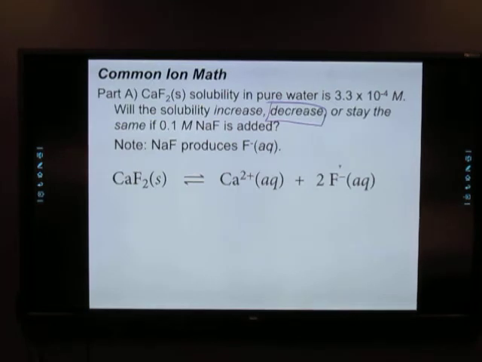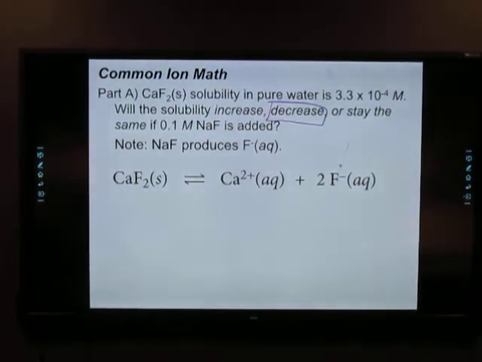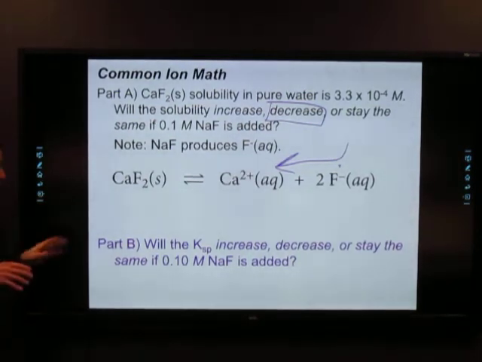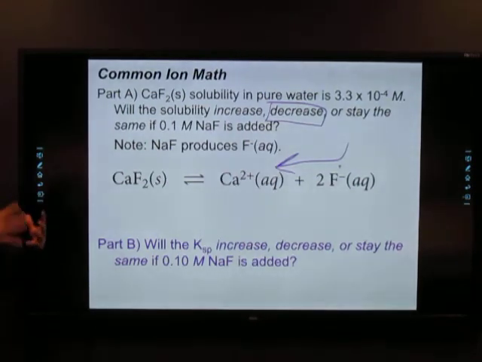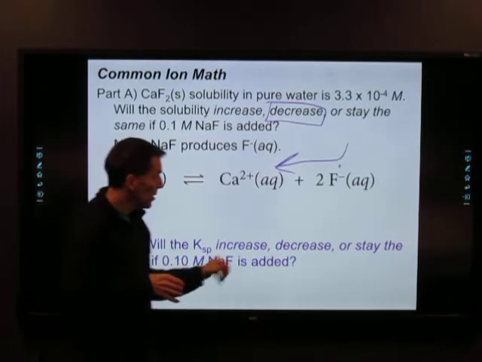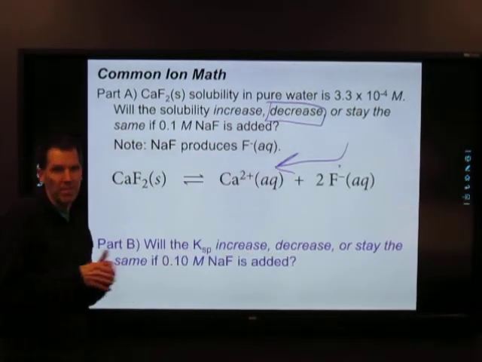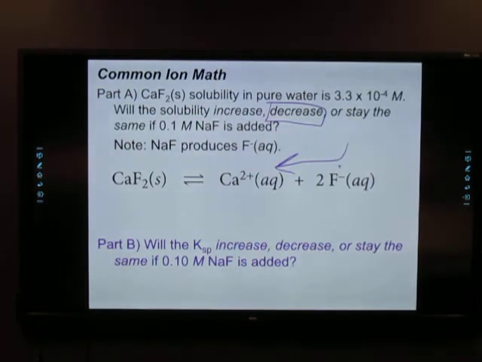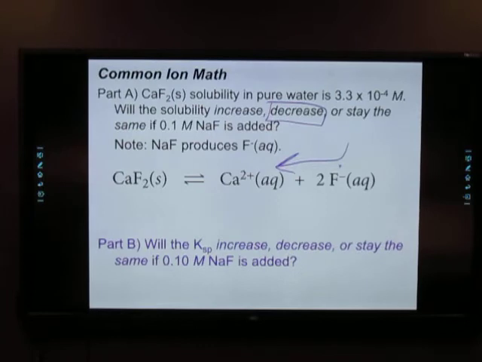And so if you're adding F minus, the reaction will go backwards. What will happen to the KSP if we add some NaF, which produces F minus ions? Will the KSP increase, decrease, or stay the same? You can pause the video, think about it for a moment, maybe even say to yourself what the words that go with KSP are. That might give you a clue.